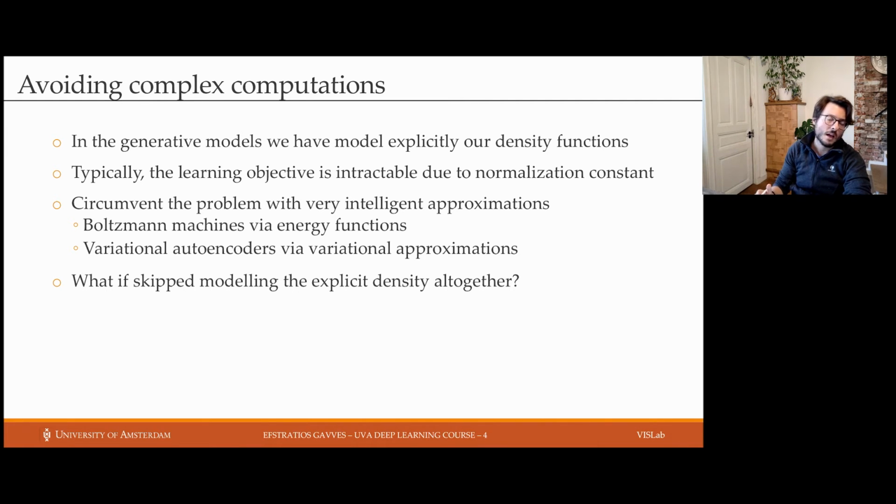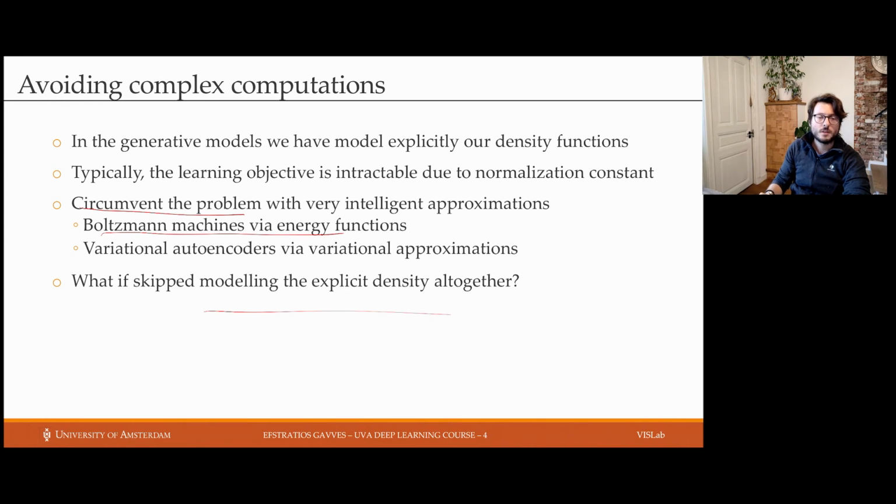Specifically, the normalization constant has to integrate over an exponential number of summands in the discrete case, or in the continuous case it has to solve an integral, which more often than not is analytically not possible to solve. The way of circumventing this problem is usually via very intelligent approximations. So Boltzmann machines have energy functions and they've got contrastive divergence to address this problem. Variational autoencoders rely on variational inference and approximations thereof.